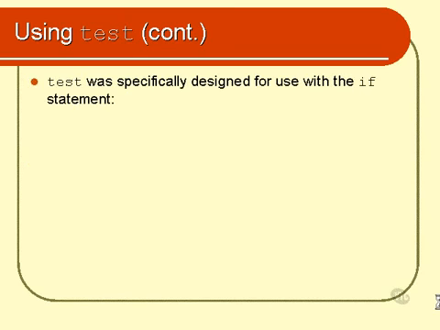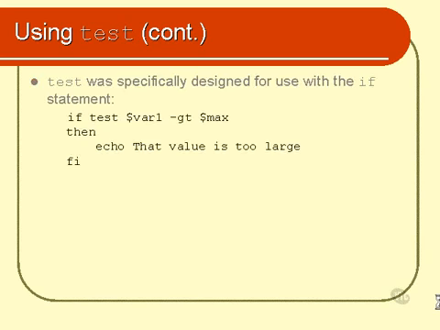Now, as many of you will have already guessed, test was actually designed for specific use with the if statement, and here's an example of how you might use that. You might have a variable called var1, and you might have another variable called, let's say, max, and we can test them using the -gt option. -gt means greater than, gt for greater than. So we read this, we say if var1 is greater than max, then we can say, well, that value is too large because it's greater than the maximum. So as you can see, this is actually a very handy way. It is slightly long-winded, but it is a handy way of comparing two values.